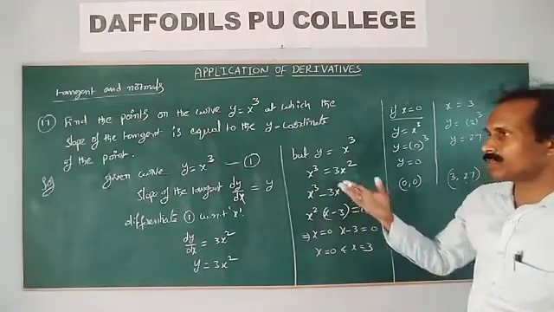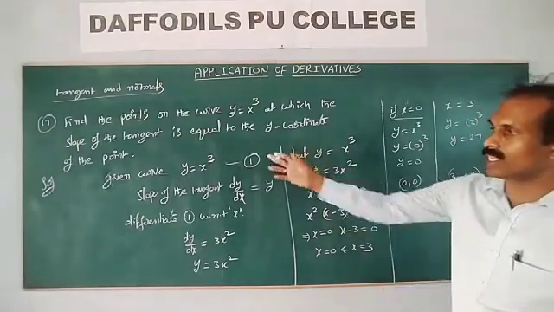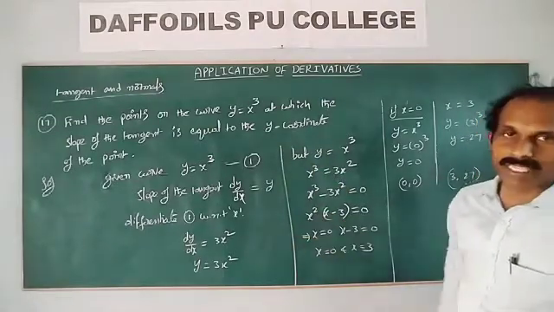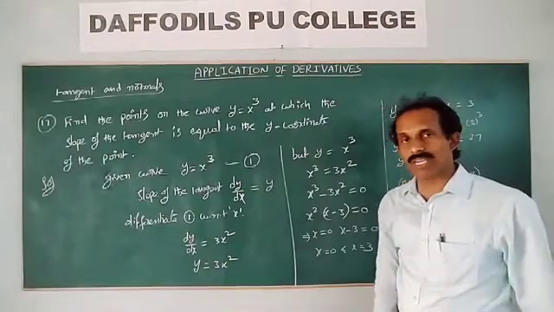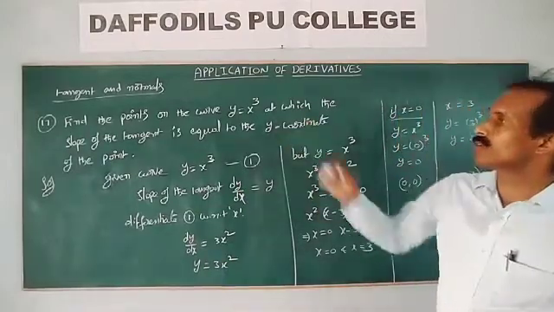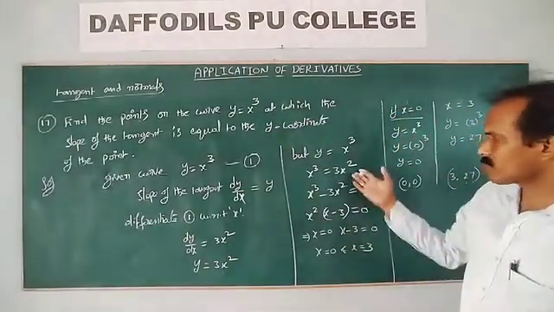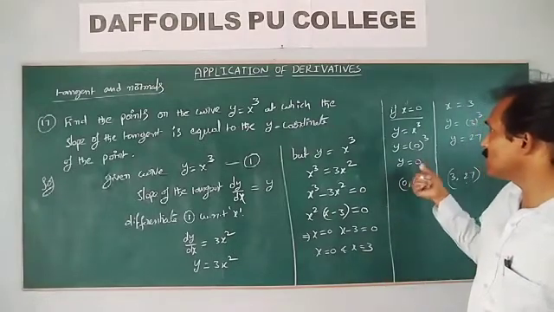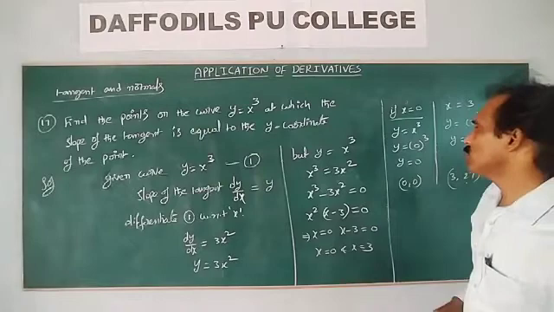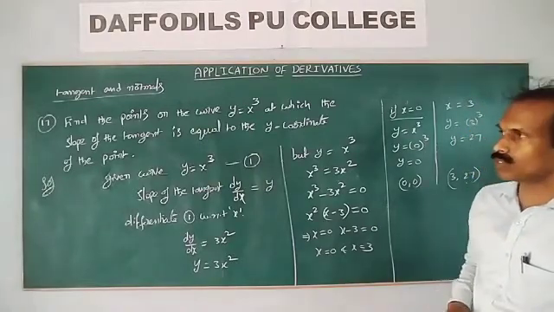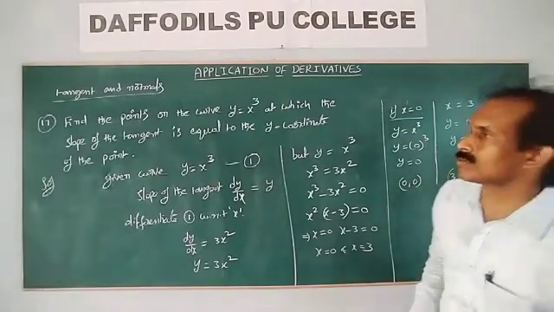Then differentiate with respect to x. With that equation 1, dy by dx is equal to 3x square. But dy by dx is equal to y, so y is equal to 3x square. But from the curve, y is equal to x cube. Substitute and find x, and x has two values. So we find the y values also, giving 2 points.